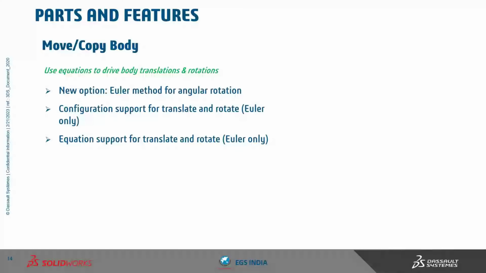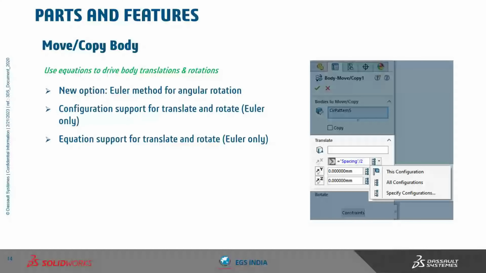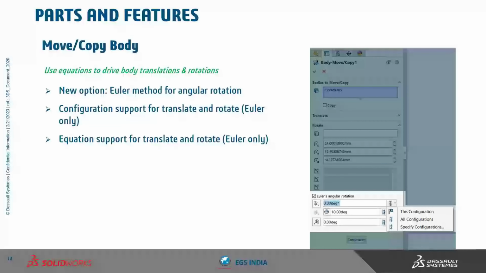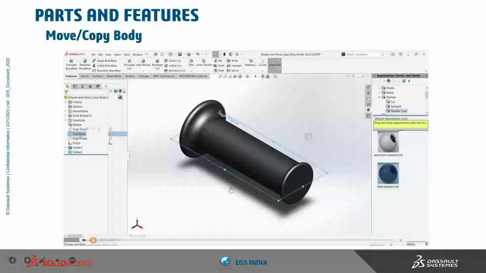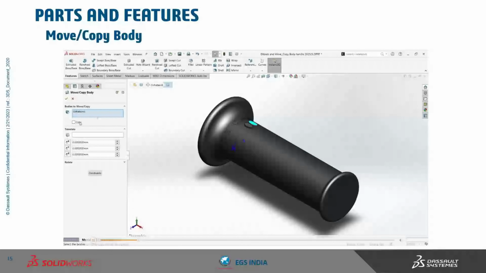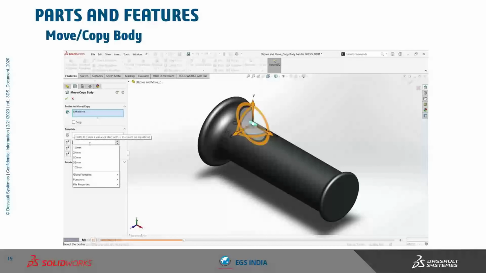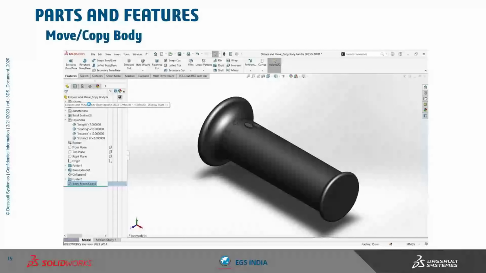Another improvement is on move copy bodies, where you can use global variable equations, and these can also be configured. Let's see a video regarding this. Here I select move body and select the global variable length 7, and I don't need 7, let's give an equation, and the equation will be found.